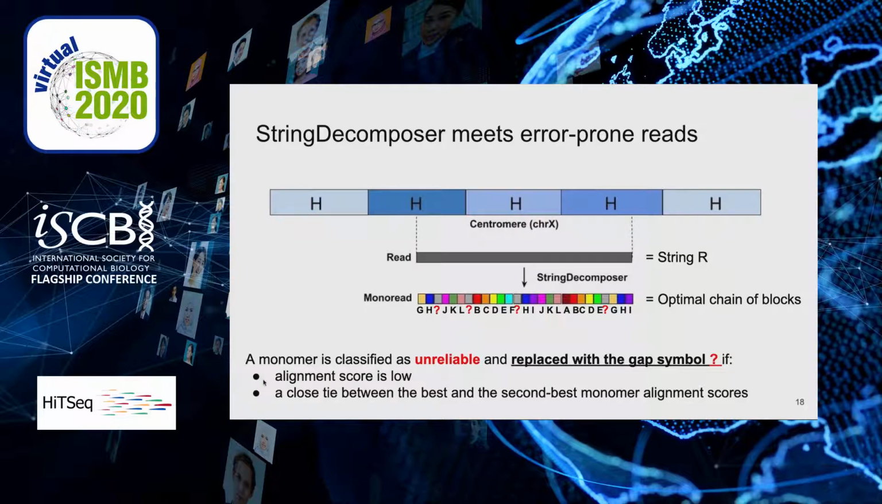Another complication in real data is that errors in reads usually trigger errors in monomer identification. Again, String Decomposer tries to identify such incorrect alignments and classify them as unreliable based on small difference between scores of the best aligned monomer and second best aligned monomer to this region. So, String Decomposer usually converts the read into monomeric sequence with gap symbols inside.